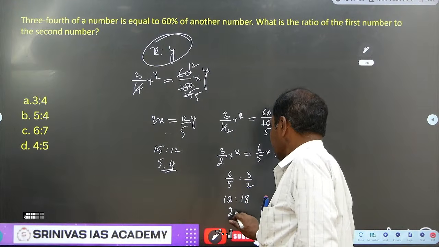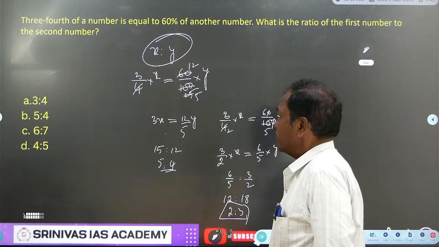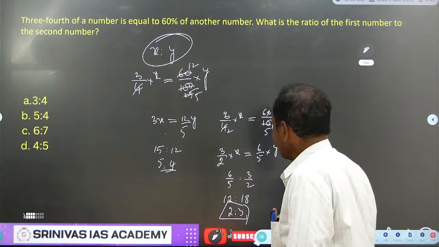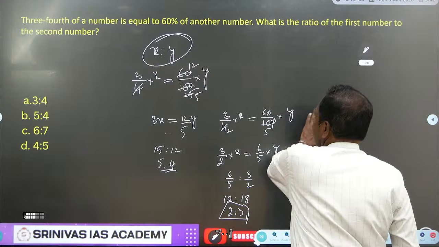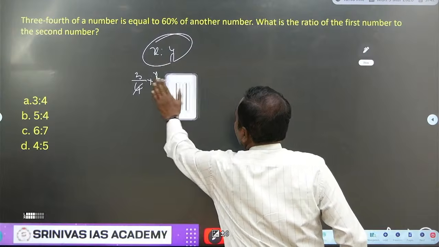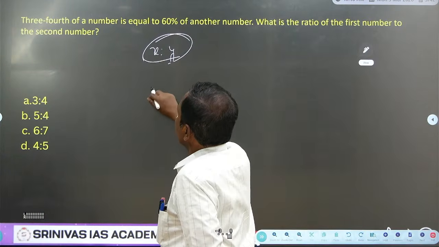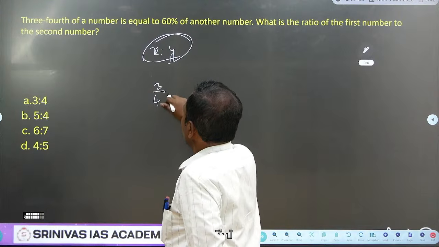See, what option is there? 4 is to 5, no? This one, yes. I think why it is happening like this? Where I am going wrong? Sir, x by y is 4 is to 5. No, that too you have to shift those numbers, no? Where am I going wrong?